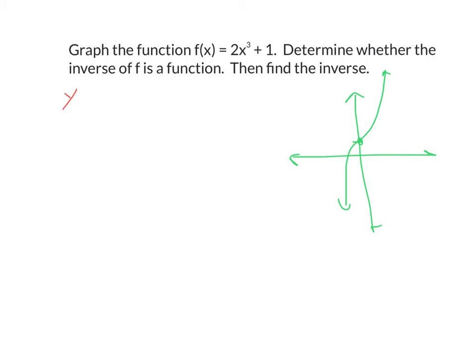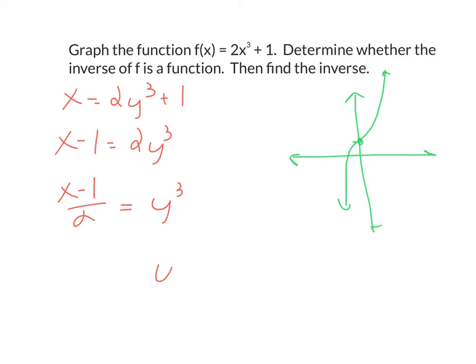I'm going to switch the x and y, just like this. Now I have to solve for y. So I'm moving the 1 over and dividing by 2, which would be x minus 1 divided by 2 equals y cubed. Because it equals y cubed, I have to take the cube root, and the cube root of all that would be the cube root of x minus 1 over 2. That's terrible. Let me try writing that again. Sorry about that. The cube root of x minus 1 over 2.